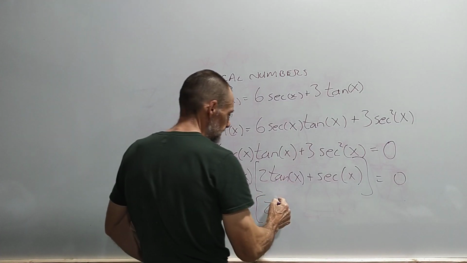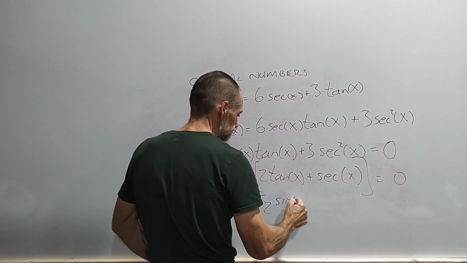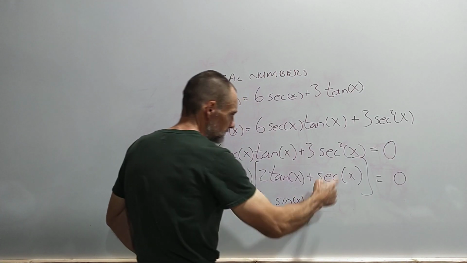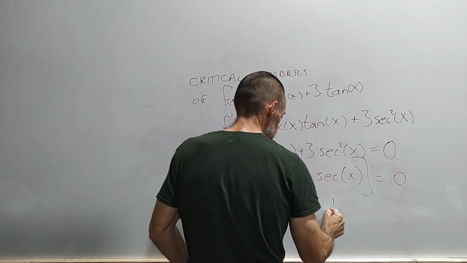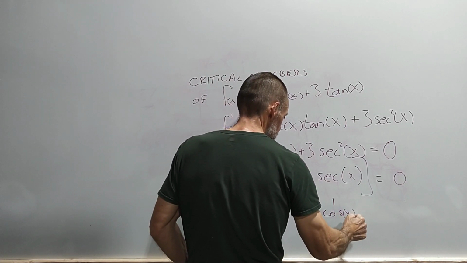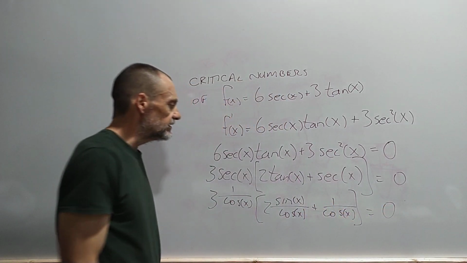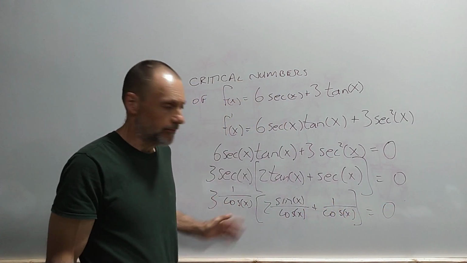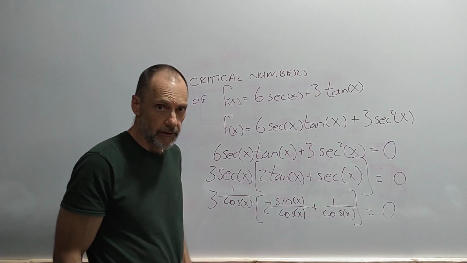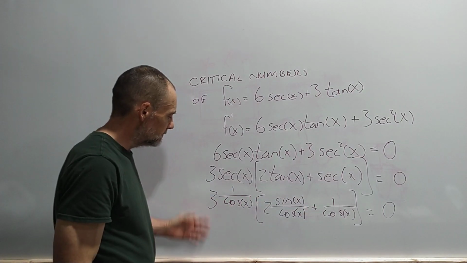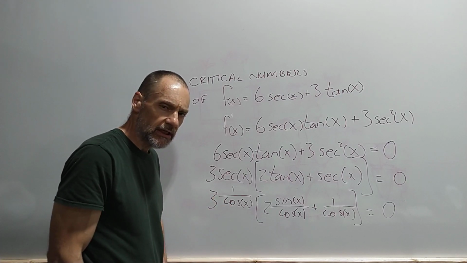Tangent is sine over cosine. And secant again is 1 over cosine. So when this is 0, the product will be 0. When this is 0, the product will be 0. So 1 over cosine x. So when is 1 over cosine x equal to 0?